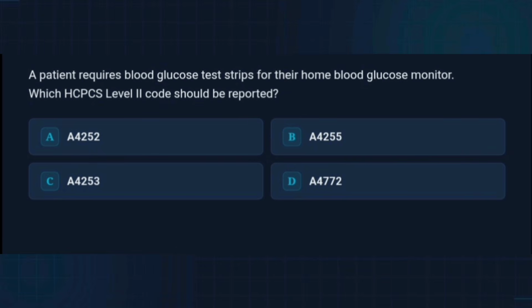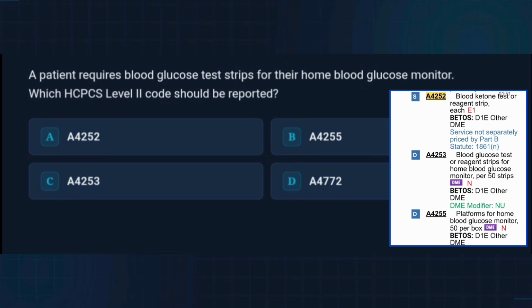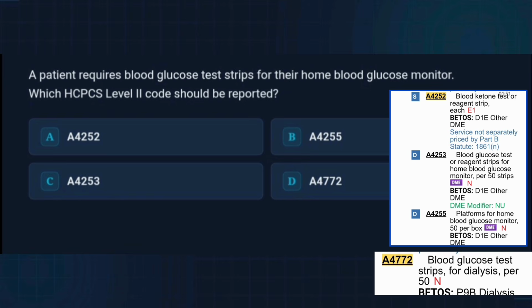So, the trick to solve questions fast is we'll check the options first. Check option A, A4252. A4252 is for blood ketone test or reagent strip each. Option B, A4255. A4255 is for platforms for home blood glucose monitor 50 per box. And option C, A4253. It is for blood glucose test or reagent strips for home blood glucose monitor per 50 strips. And option D, A4772 is for blood glucose test strips for dialysis per 50.